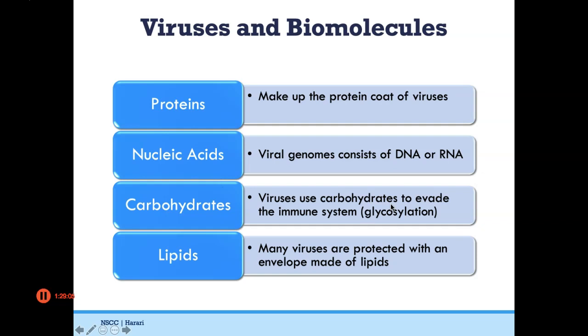Viruses use special carbohydrates to trick our immune system, to hide from our immune system. So it's called glycosylation. So there are special sugars on the coats of viruses that trick our immune system into thinking that they're not really there. And lipids are found on viruses as well to protect them. So many viruses have a lipid envelope to give them an extra layer of protection.